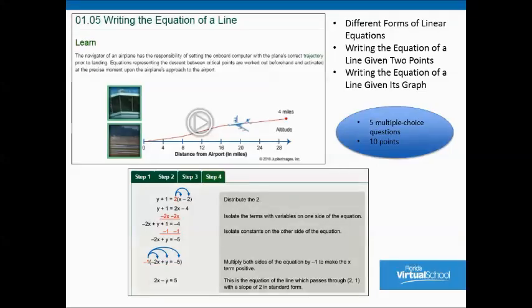Lesson 1.05 covers different forms of linear equations, writing the equation of a line given 2 points, and writing the equation of a line given its graph. The assessment for the lesson is a 5-question multiple choice quiz.